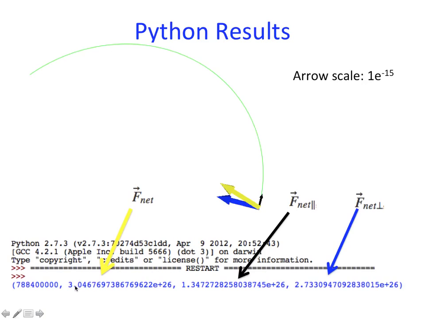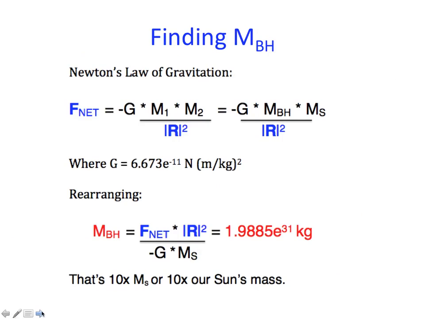So what do the results look like? We came up with 3.04 e to the 26 for the total force vector. This is the yellow vector pointing toward the sun. The perpendicular vector, we came in with 2.7 times e to the 26th. This is the parallel translational vector. A little error there. The arrow scale, I actually used 1.5 times e to the 15th.